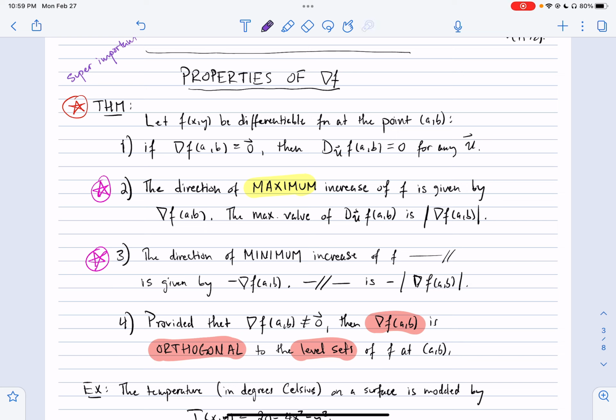So if you recall, the gradient vector is a vector in the domain of f. So what part 2 tells you is that if you're in the domain of f and your point moves a little bit in the direction of the gradient vector, then that direction is the direction in which the height of the function increases the fastest. Part 3 says the exact opposite of that. So if you move in the direction minus the gradient, then that's the direction of minimum increase.